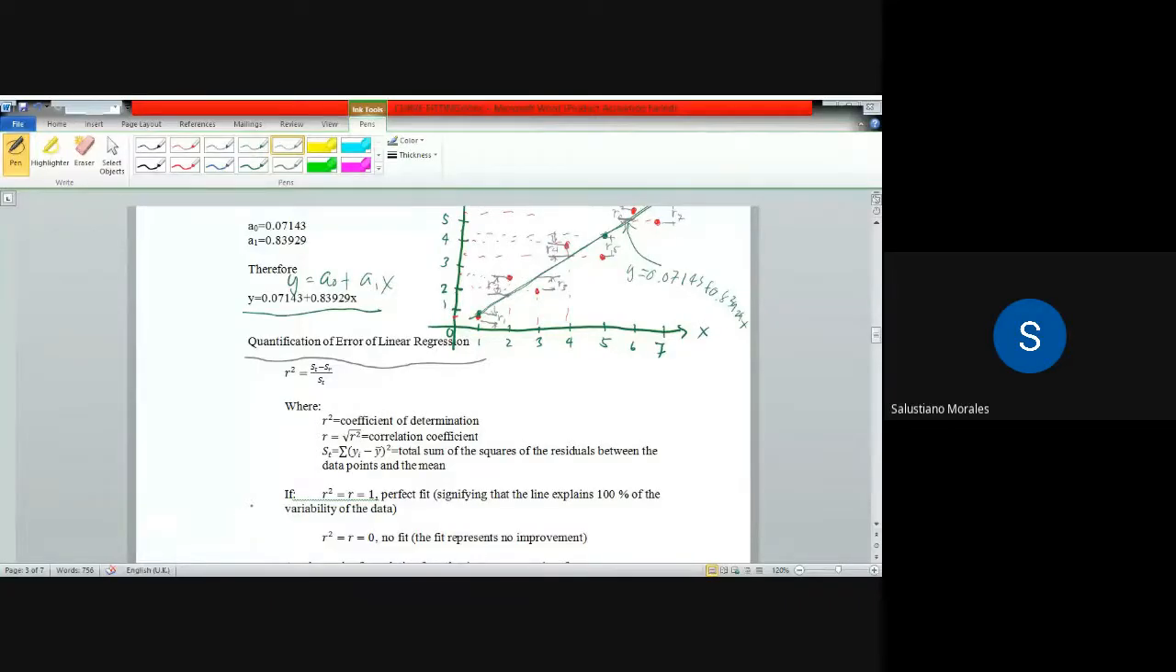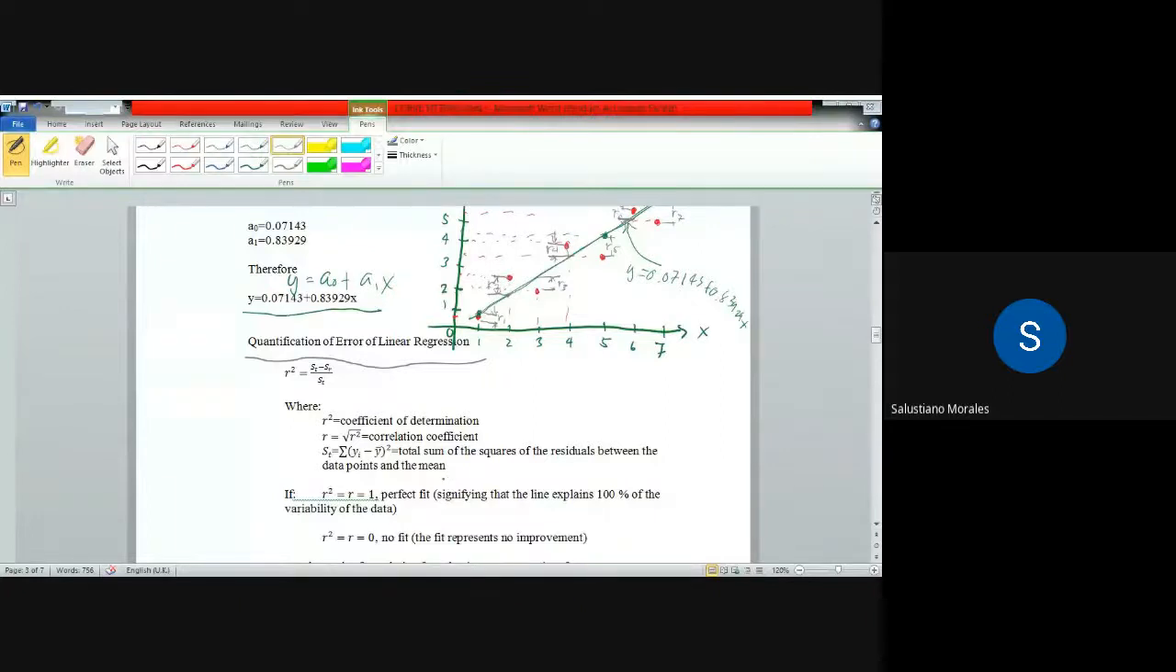Okay, so your ST should be equal to the summation of y sub i minus y bar, that is the mean. Or this one is the total sum of the squares of the residuals between the data points and the mean. If the resulting value of R squared, which is also equal to R, is equal to 1, meaning it is a perfect fit, signifying that the line explains 100% of the variability of the data.